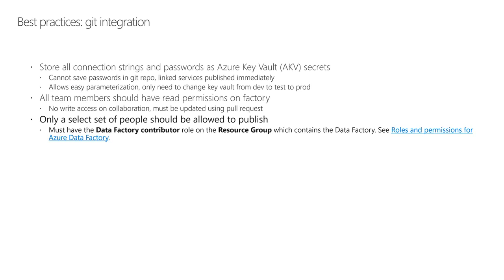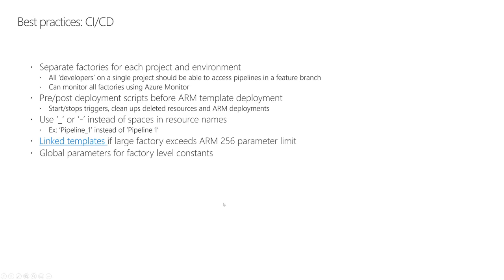But your team members should have read permissions on the factory, and the only people that have the ability to publish that factory are the people that have been designated the leaders from that environment. And there's a link here for that particular concept and pattern that says how we can set up all of those roles and responsibilities.